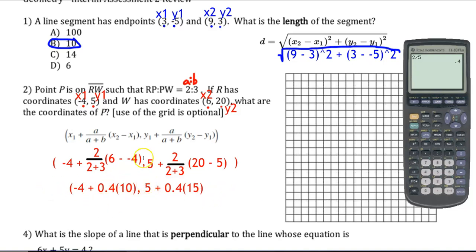Now we're just going to do the math to find the actual coordinates of P, that partition point. You can see I can just put that part into the calculator. I get 0 and 11. So P, my partition point, is (0, 11). This is a formula that you're going to need to know. This is the partition formula.